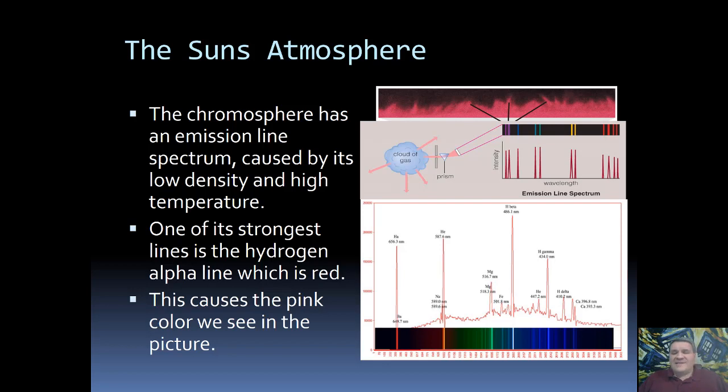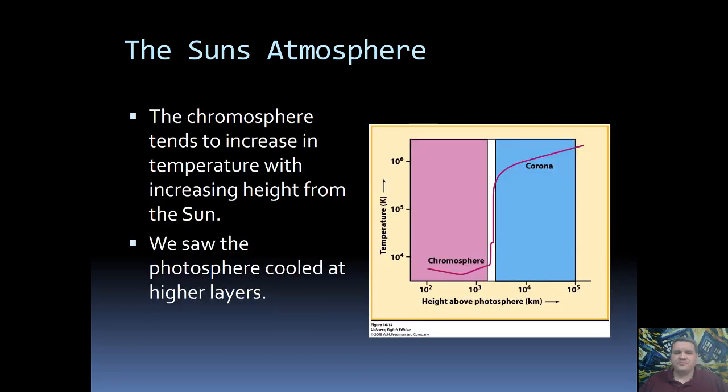Now, the chromosphere has an emission line spectrum. This is because we have a relatively thin gas that is very hot. In fact, the higher you go through the chromosphere, the hotter it becomes. So because of this, it actually produces an emission line spectrum. One of the strongest of these emission lines is the hydrogen lines, because there's lots and lots of hydrogen. And the pattern that we get from hydrogen when you put it all together actually appears pinkish, which is why the chromosphere has this pinkish color to it.